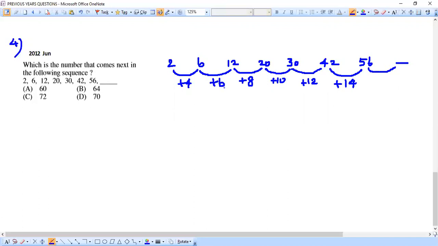Once again, we'll try to find the pattern that is followed here. So plus 4, plus 6, plus 8, plus 10, plus 12, plus 14. It's very easy for us to guess what kind of pattern it is following here. So clearly these numbers are going to be even numbers. I'll just write it even more clearly. So these numbers are going to be even numbers.